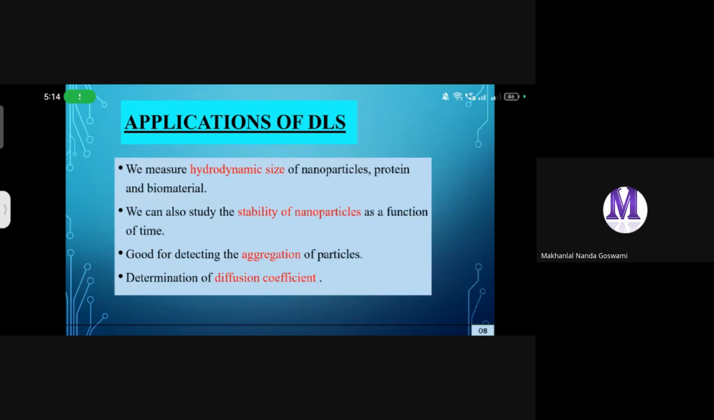So moving ahead, here comes the application of DLS. DLS, dynamic light scattering, is widely used to measure the hydrodynamic size of nanoparticles, proteins, and biomaterials. It also helps to study the stability of nanoparticles as a function of time. It is also good for detecting the aggregation of particles, and it also helps to determine the diffusion coefficient.